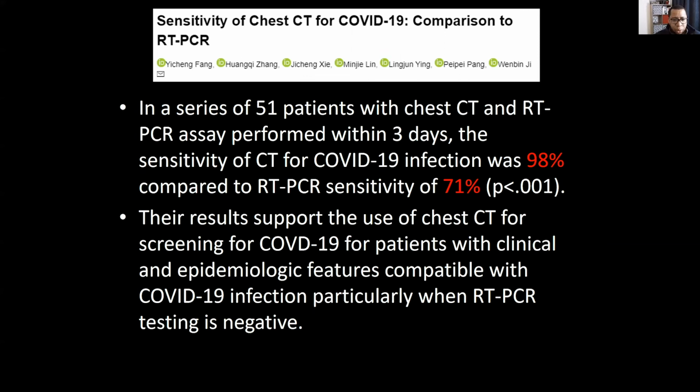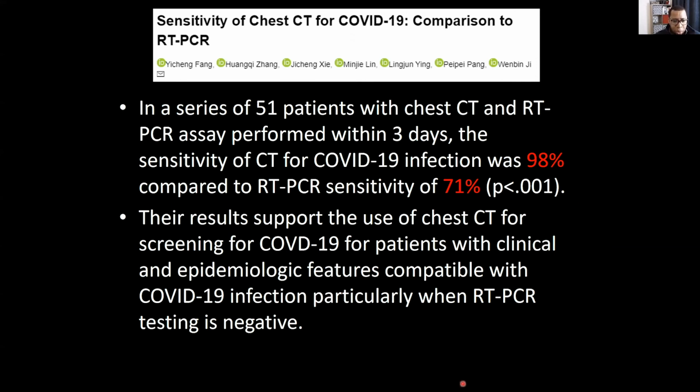So in a series of 51 patients with chest CT and PCR performed within 3 days, they showed that the sensitivity of CT for COVID-19 infection was 98%, compared to the PCR sensitivity of 71%. So this data really drove a lot of push to use CT scans in patients with COVID. But like I said, remember the prevalence was very high, and the PCR tests were not as good at the time.